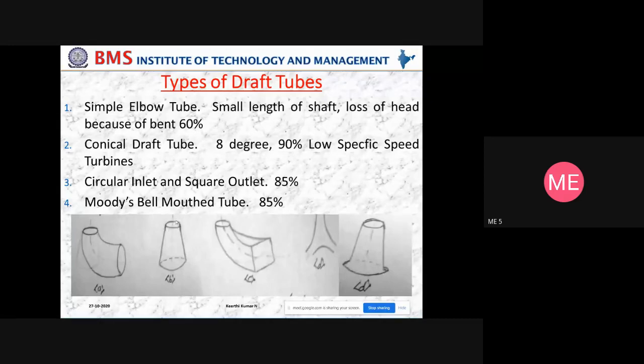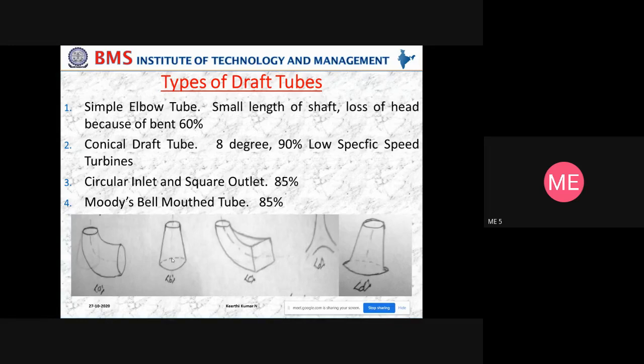The smaller diameter of the draft tube is attached to the exit of the turbine, and this bigger mouth or bigger diameter of the tube will be dipped in the water. Means the water level will be up to here. This will be dipped. Why is it done so? Because to provide the airtight casing for the scroll casing. And remember, this draft tube is used only in hydraulic reaction turbines, not in the impulse turbine.